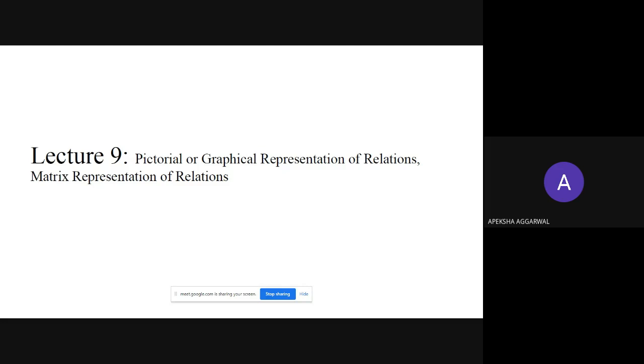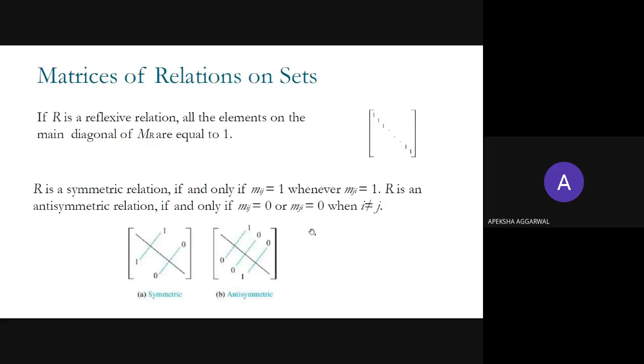Pictorial or graphical representation of relations, or matrix representation of relations. Very simple, very easy. So this is how we are representing relations using matrices. Okay. So R is a reflexive relation if all the elements of the main diagonal of MR are equal to 1.